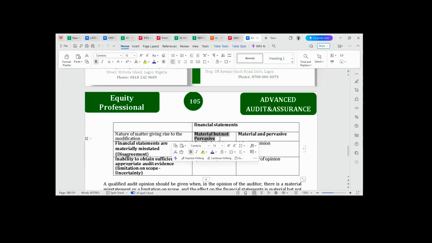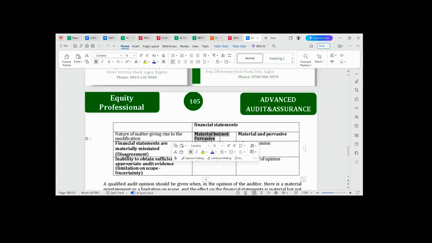What do I mean? Remember in your IAS 2, you talk about various methods of costing your inventory. But out of these various methods, only two are approved or recommended. That is, either you use first in, first out, or you use weighted average. Now, let's say you look at the financial statement and you ask the management how they arrived at the costing of the inventory. Let's say we use last in, first out, or we use standard costing, or we use base stock. If they use any other method of costing outside FIFO and weighted average, that means they have misapplied the accounting standard.